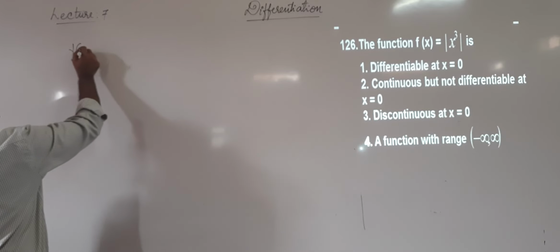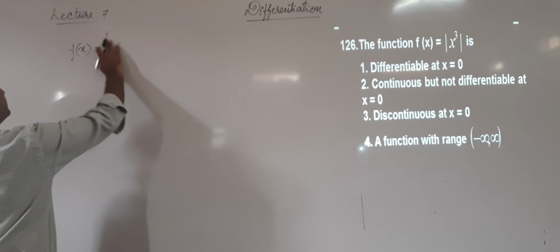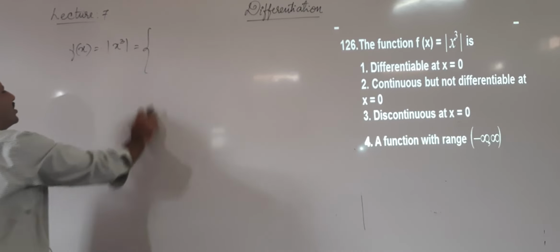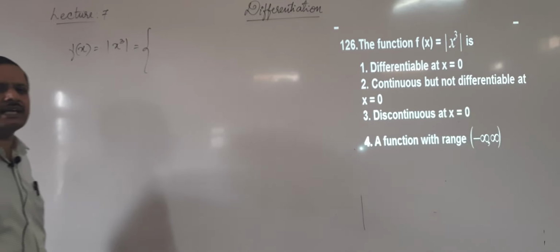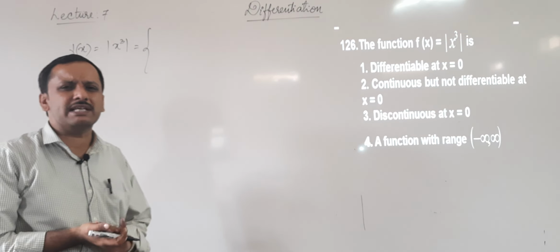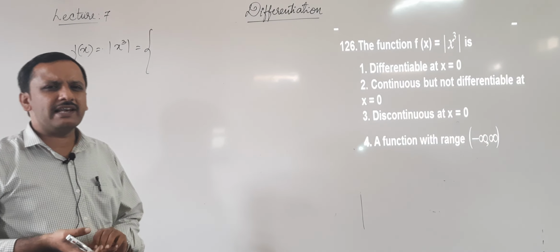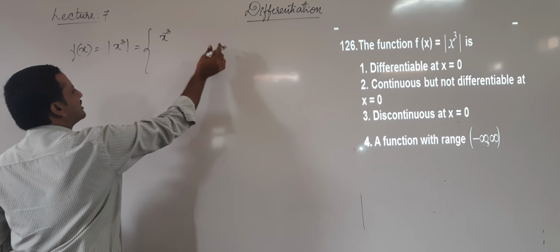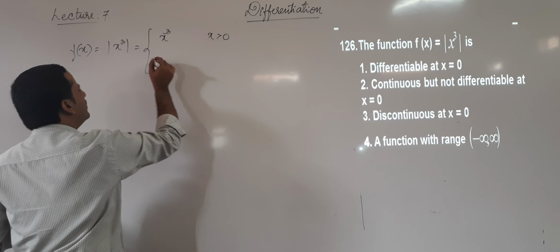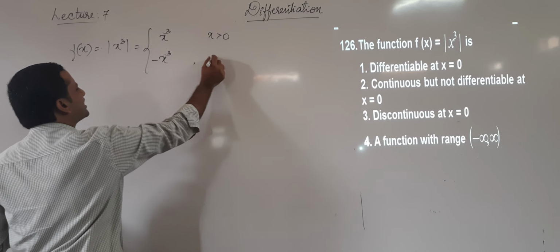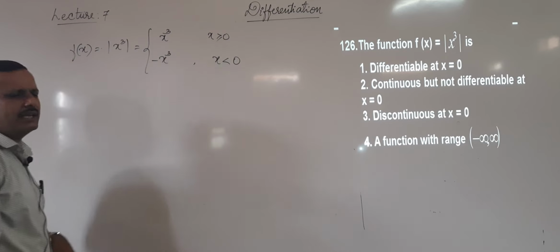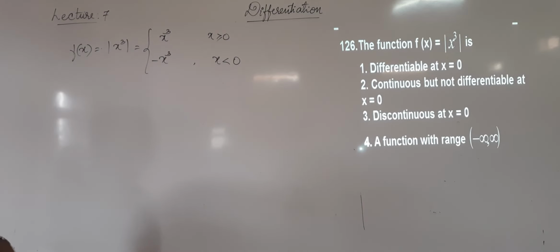Okay. So f of x is equal to, we have mod x cube, right? Mod x cube, just like mod x. Mod x is equal to x when x is positive, minus x when x is negative, that we know. So similarly, mod x cube is equal to x cube if x cube is positive. X cube is positive means x is positive, and it is minus x cube when x cube is negative. X cube is negative means x is negative. This is our f of x.